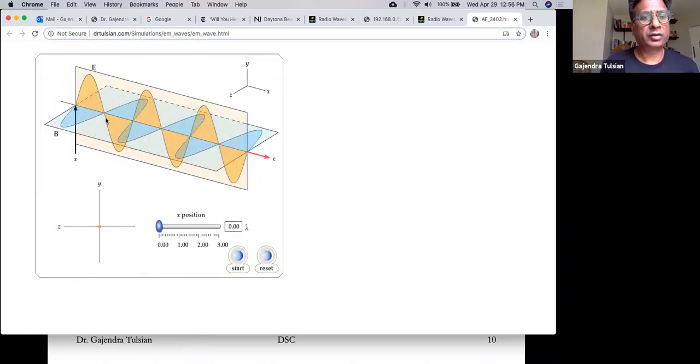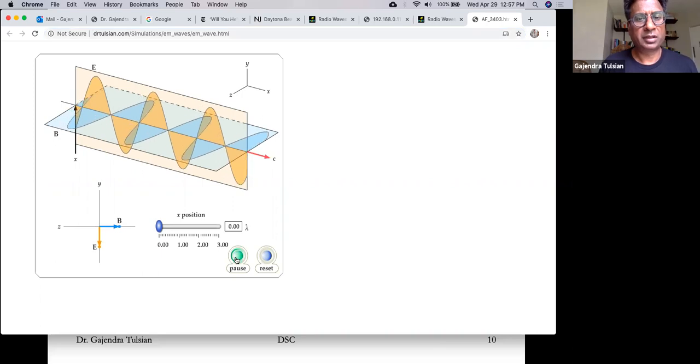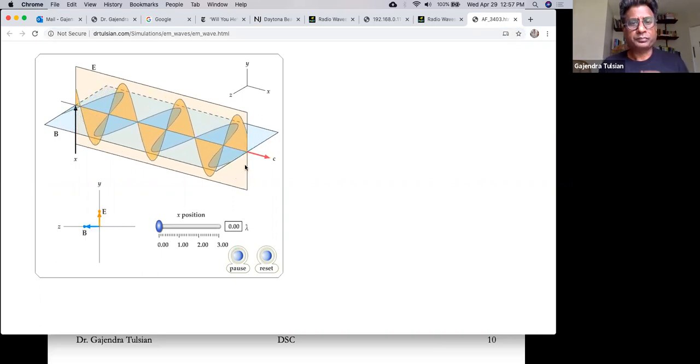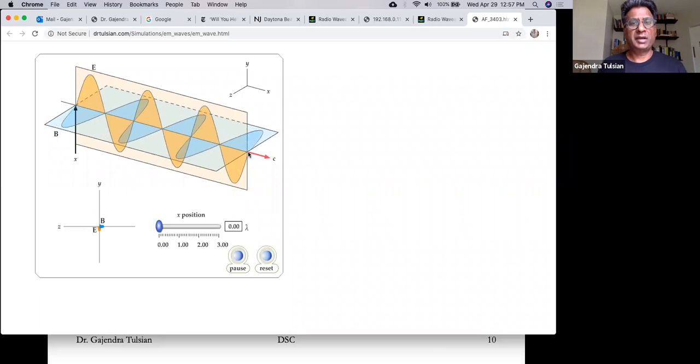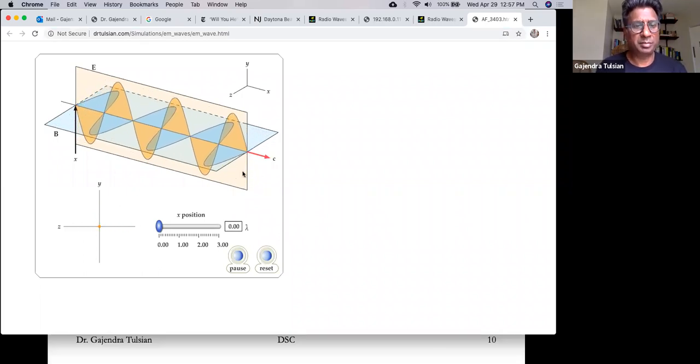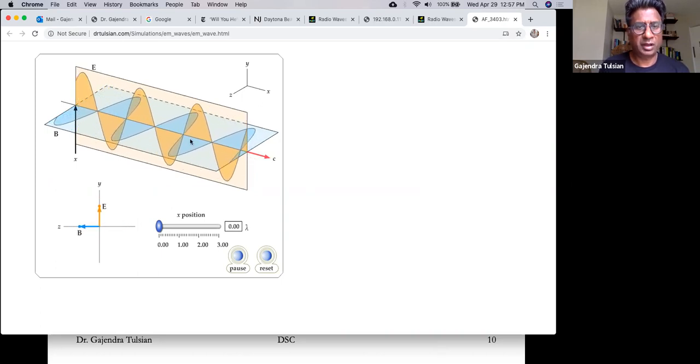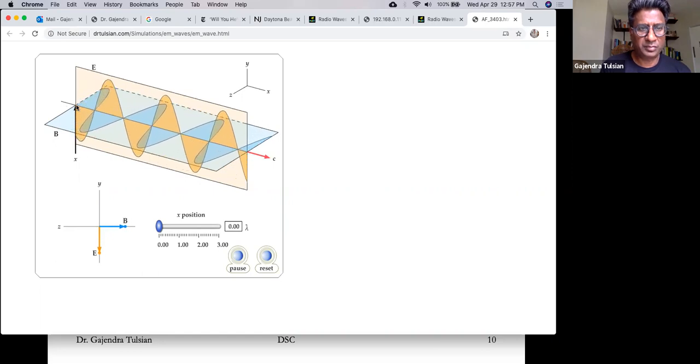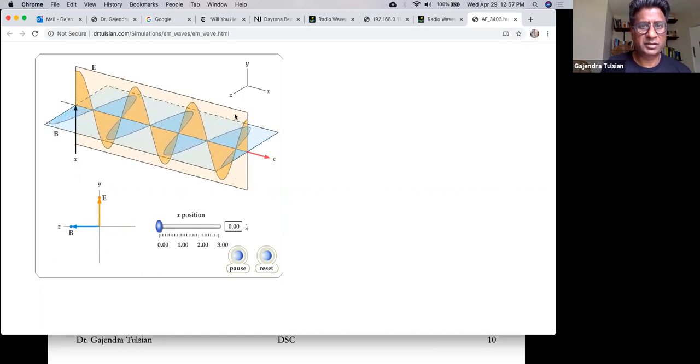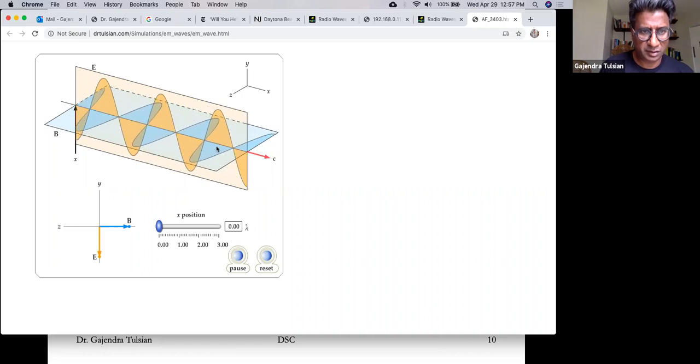So there's the electromagnetic wave. This is the plane in which the electric field oscillates, and this is the plane in which the magnetic field oscillates. Let's get it going. If you were standing here and measuring the electric and magnetic fields, this is what you would see. The electric field at any location is changing with time. And for a given time, if you go along the x-axis, the electric field changes.